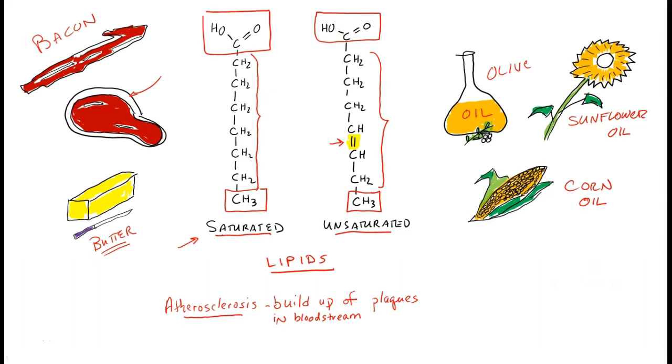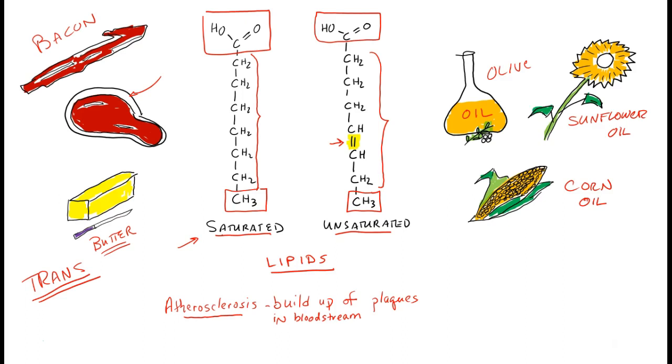One type of fat that's important to mention is trans fats. And I'm putting trans fats over on the side of the slide with butter and bacon and meat because trans fats are really bad for you. They kind of act like saturated fats in the bloodstream, and they can lead to the buildup of plaques.